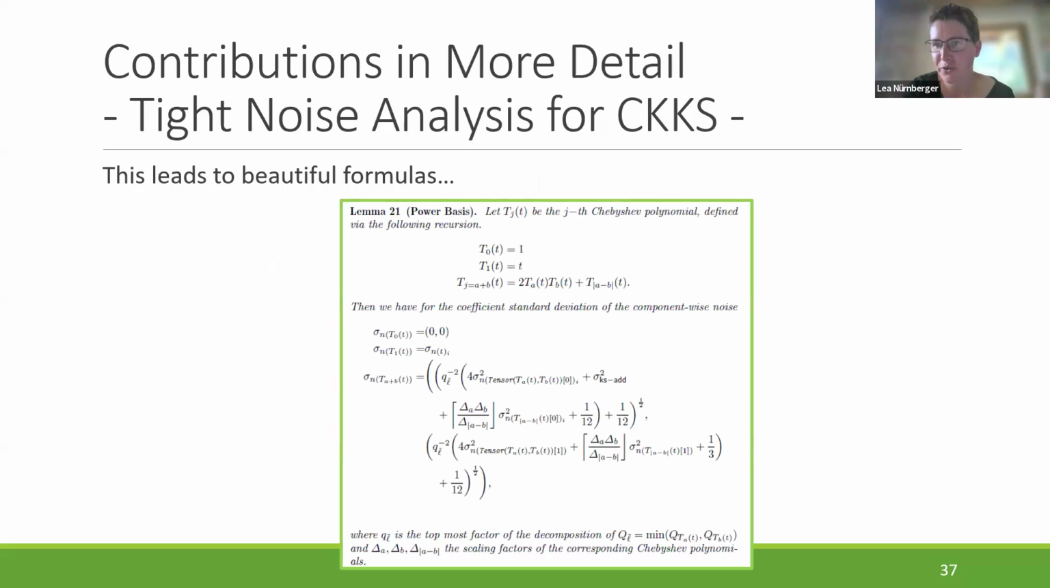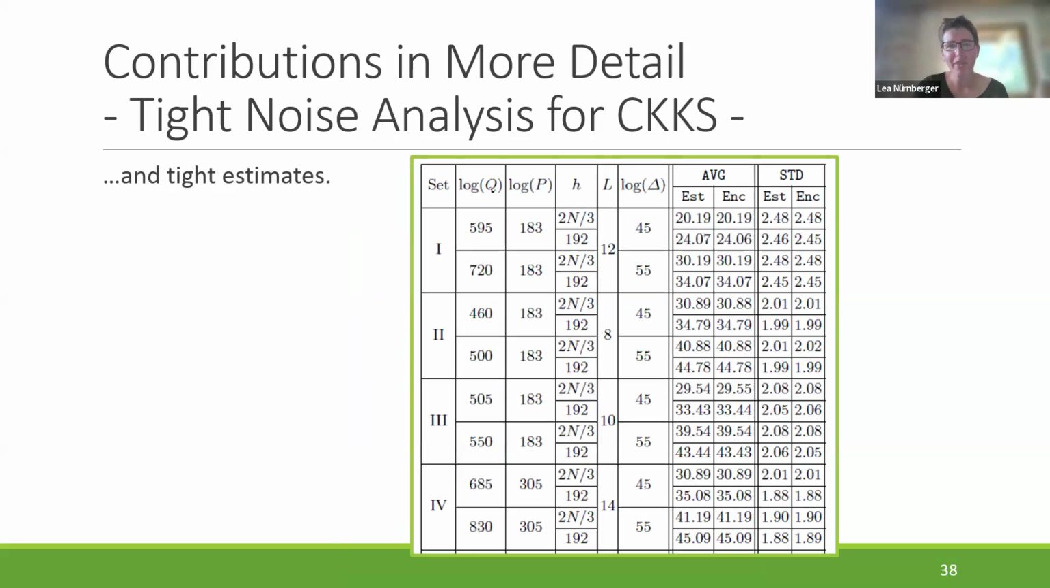I won't show you in place because this leads to very beautiful formulas. So here we have the standard deviation that we obtain for interpolating the Jth Chebyshev polynomial. If you're interested in these kinds of things, I gladly recommend you read the 40 pages of appendix of this paper, where we have many more of those beauties. But more importantly, these beautiful formulas lead to tight estimates.